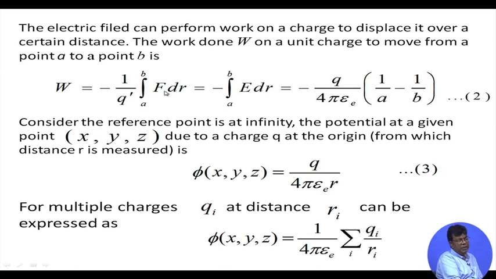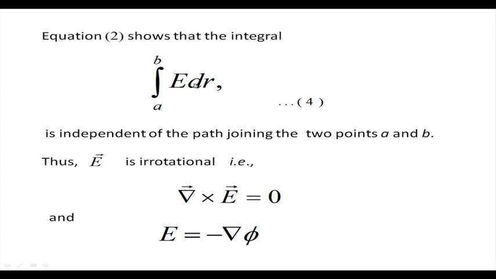Another important thing from here: you see the work done by the electric interacting force is independent of the path joining the two points A and B. So, it does not matter how you connect the two points A and B. That means this is a conservative field. Conservative field means we can write that E is equal to minus grad phi, where phi is a scalar quantity, and which also shows that it is irrotational. That means the curl of the electric field E at any point is 0.